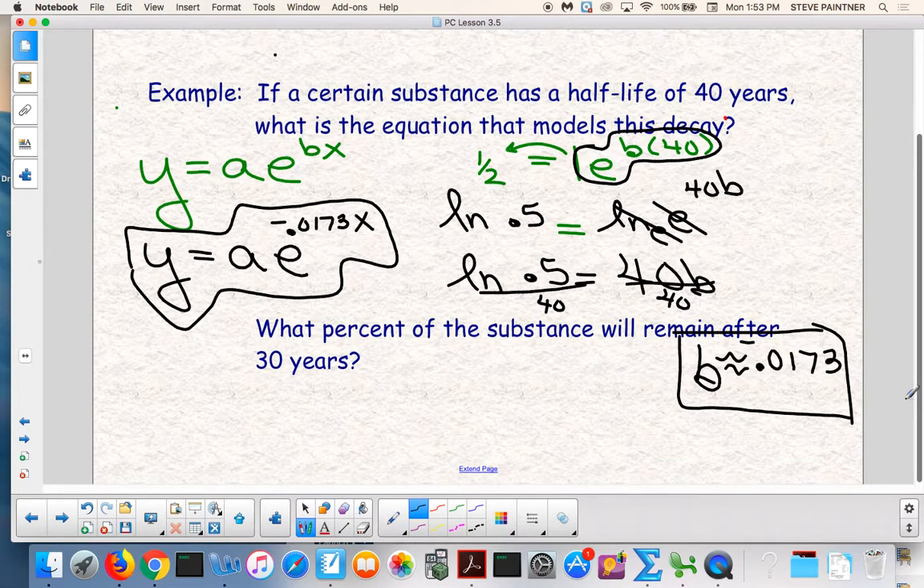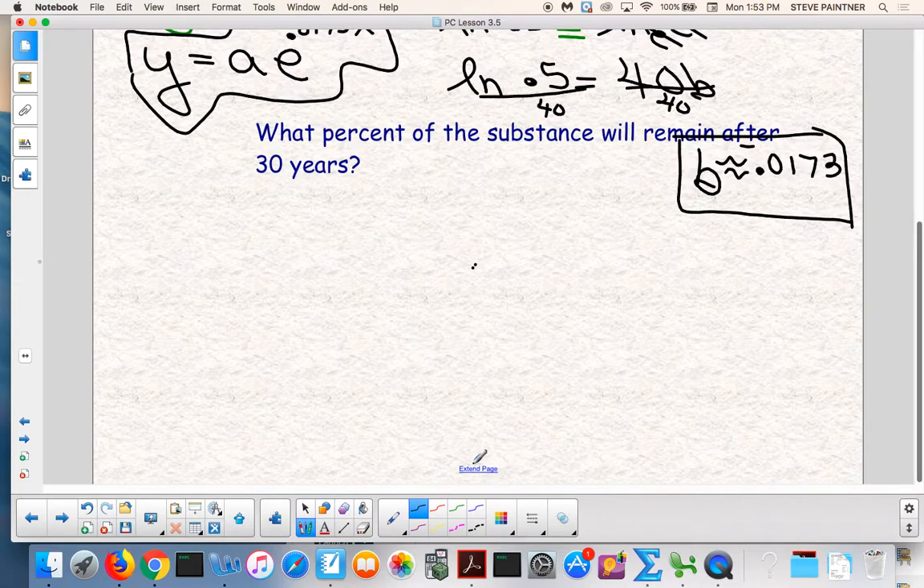Okay, let's continue. What percent of the substance will remain after 30 years go by? Hey guys, what percent remains? Let's say I wait 40 years. What percent is still there? Half. 50% is still there. Is your answer going to be bigger than 50% or smaller? You're only waiting 30 years, not waiting 40. So what's left? More than 50% or less than 50%? It's more. It's going to be more.